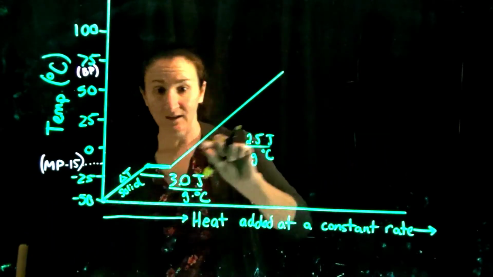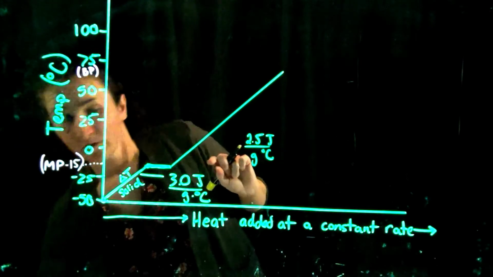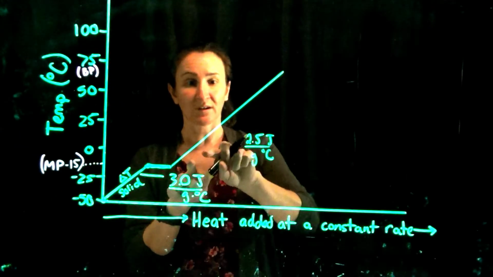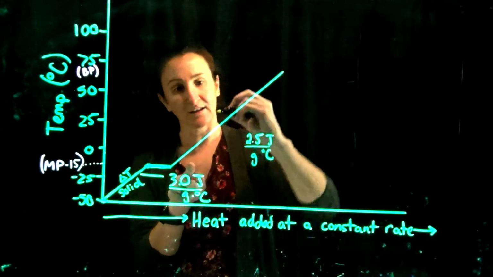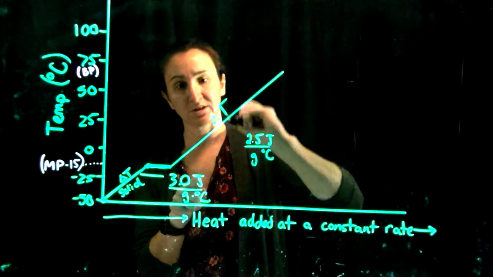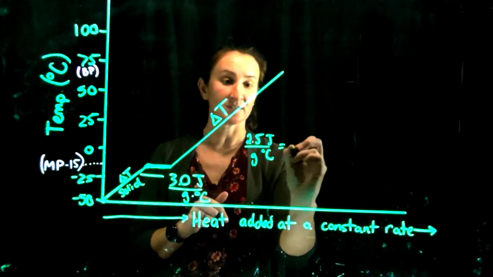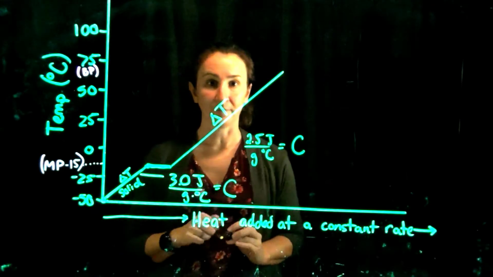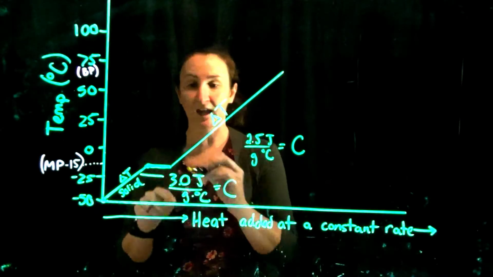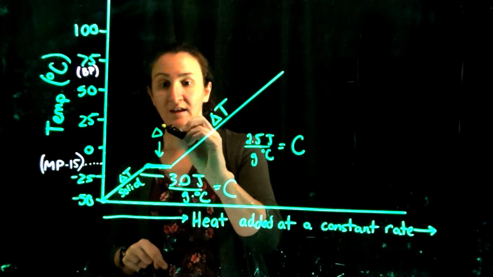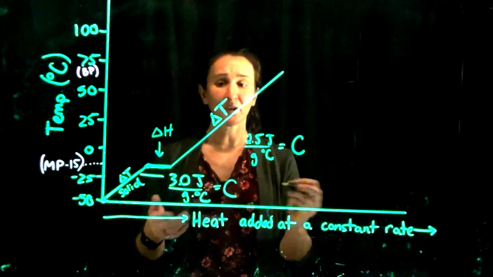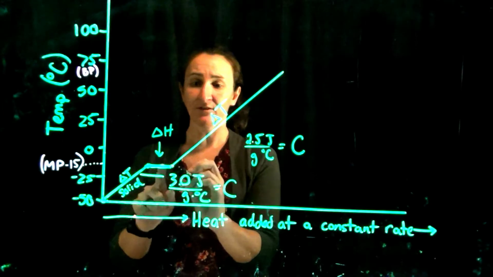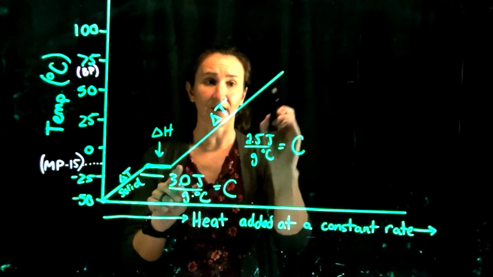So what's happening during this line? Once again, all of the heat that you're adding is going into a change in temperature. And that change in temperature is dependent upon a specific heat. Whereas here, your temperature change is dependent upon an enthalpy value. So where do we go next? We've changed from a solid now to a liquid. So your substance is entirely a liquid here.